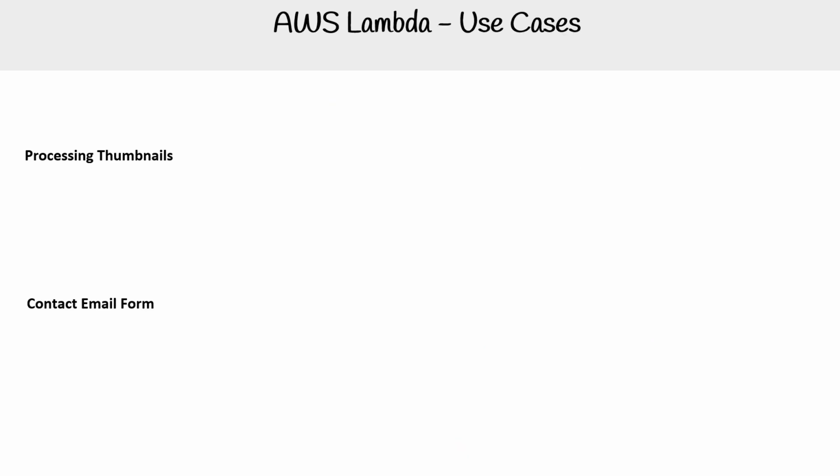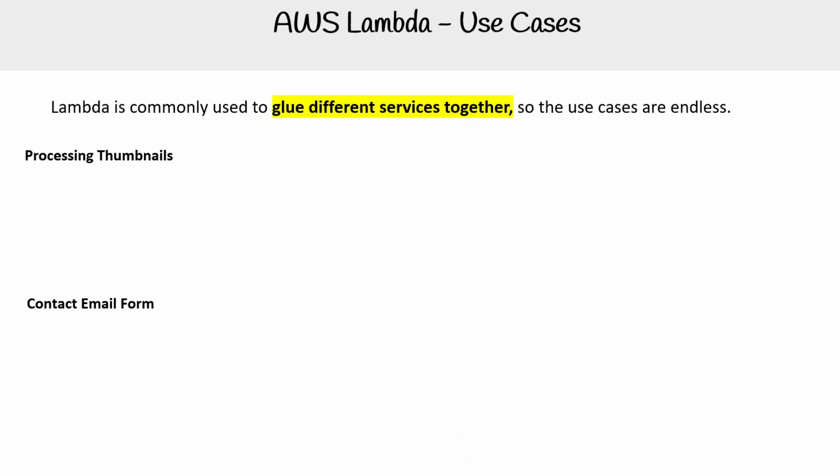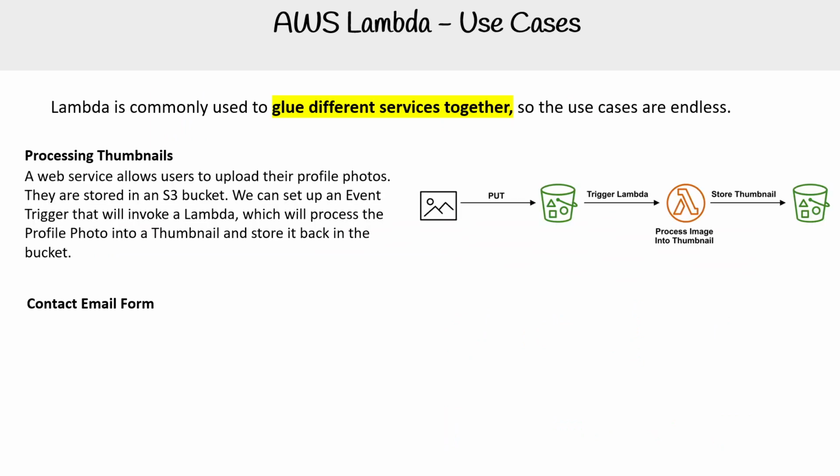Let's look at a couple use cases for Lambda. Lambda can often be used to glue different services together. An example would be processing thumbnails. The idea is that you have a file you put into an S3 bucket that triggers a Lambda, passes the image along, you process it, you place it back into a bucket.